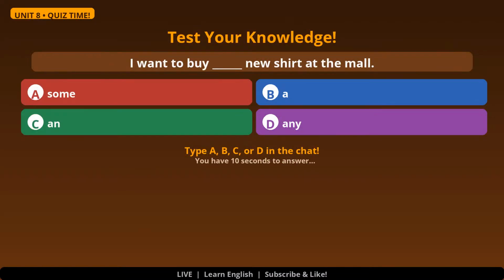Challenge yourself. Here's the question. I want to buy new shirt at the mall. Option A, some. Option B, A. Option C, N. Option D, any. Think about it. Type A, B, C, or D in the chat. You have 10 seconds.